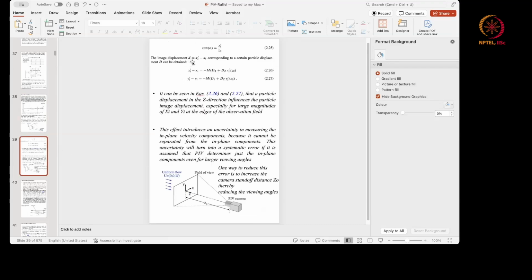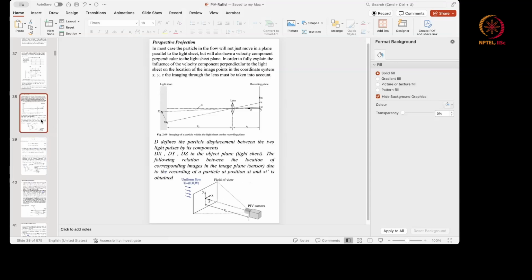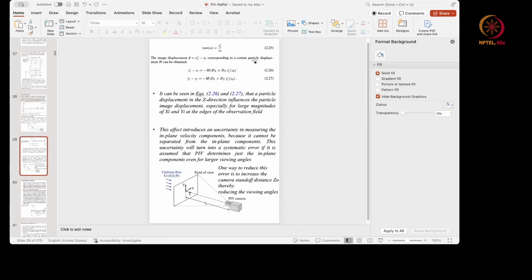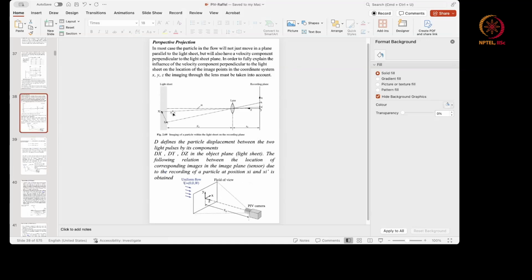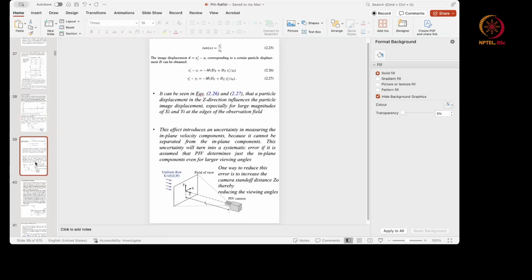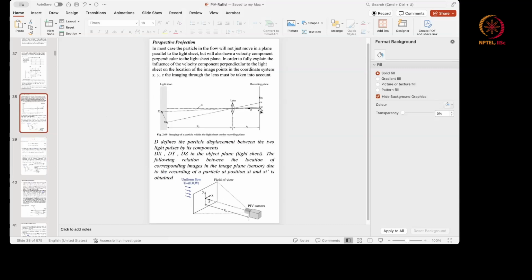So the image displacement, which is xi prime minus xi, corresponds to a certain particle displacement. What it looks like is that the image displacement is xi minus xi prime, corresponding to a certain particle displacement, which is capital D. This is the image displacement that we see, corresponding to this particle displacement. Remember, the small x corresponds to the image, while the capital X corresponds to the object. So you can understand that this displacement that you are measuring, xi minus xi prime, actually corresponds to some distance that the particle has moved in the light sheet, in the object plane.